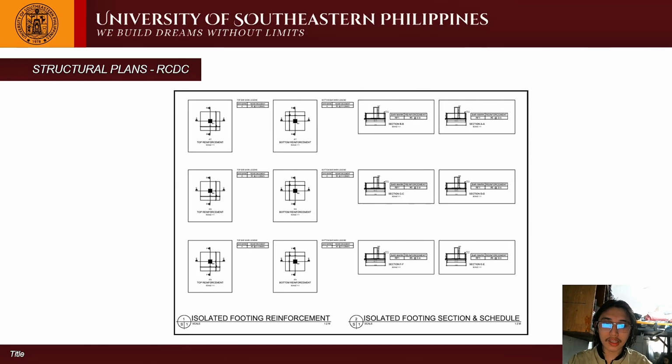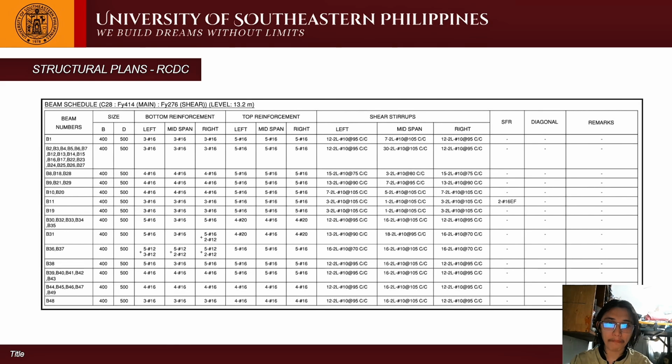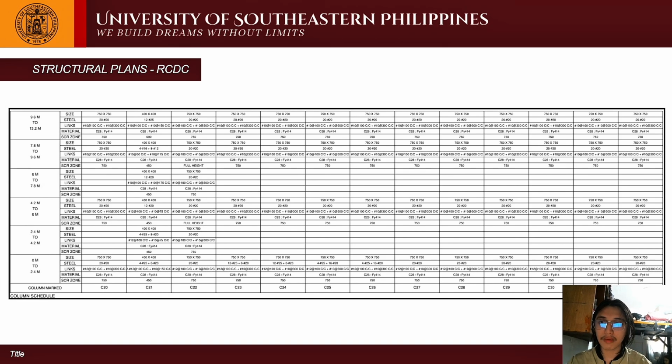And here is an example for the isolated footing, section and reinforcement. And this is an example of the beam schedule. This is an example of the column schedule.